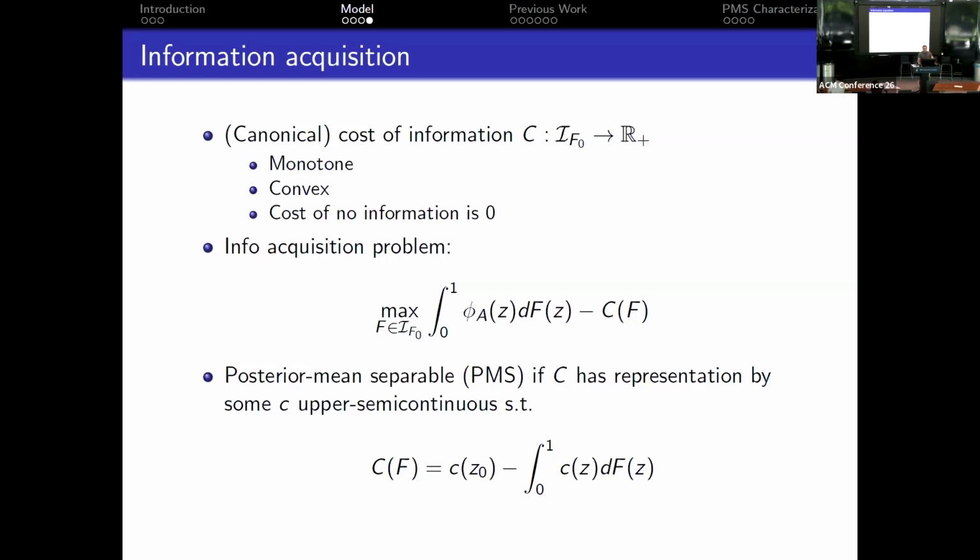Now, given the cost of information function, capital C, we are going to assume, or try to test, that it's separable from the decision problem itself, meaning that the utility for the decision maker is given by the difference between the expected value of the indirect utility and the cost of choosing that information. And on top of that, we're going to be testing that the cost of information is posterior-mean separable, which I showed you the formula for before. So it's a measurable function of little c.